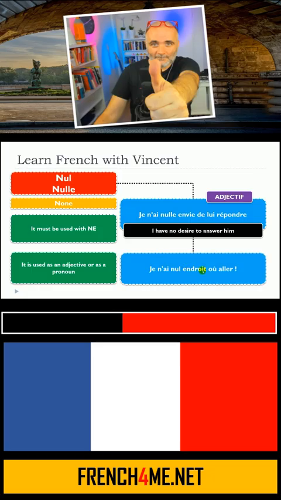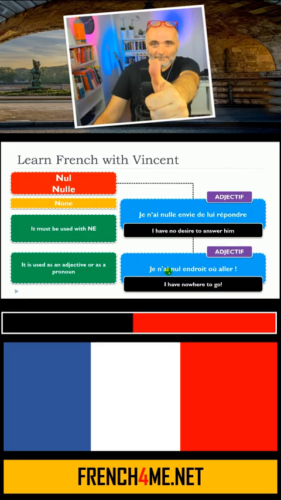Je n'ai nul endroit où aller. So in that situation, nul is connected to endroit. Endroit is masculine, so nul will be in the masculine form. Nulle envie, nul endroit. So this is when we use nul as an adjective.